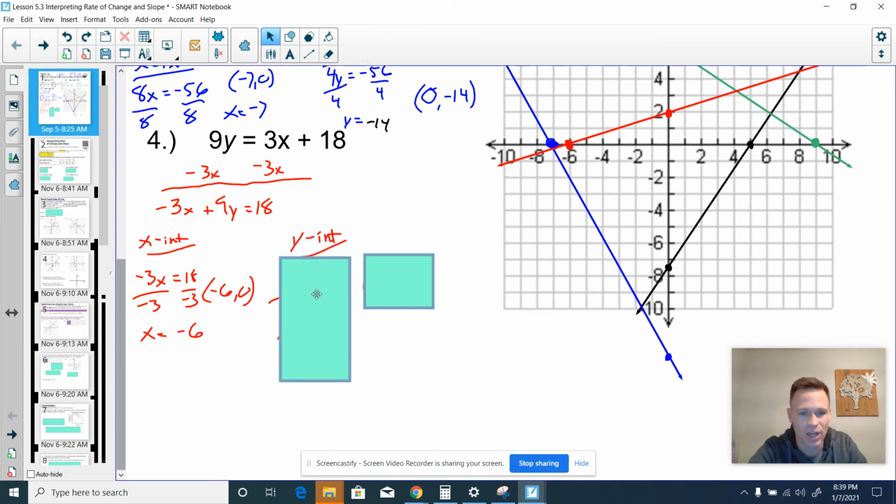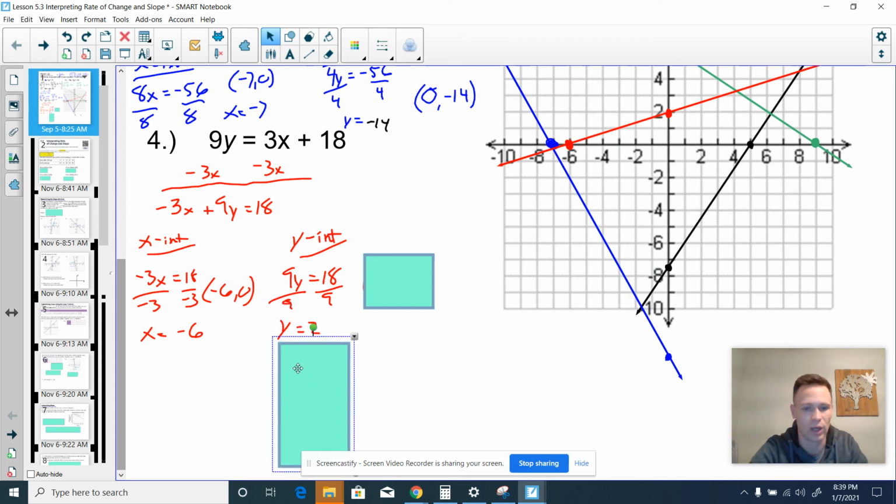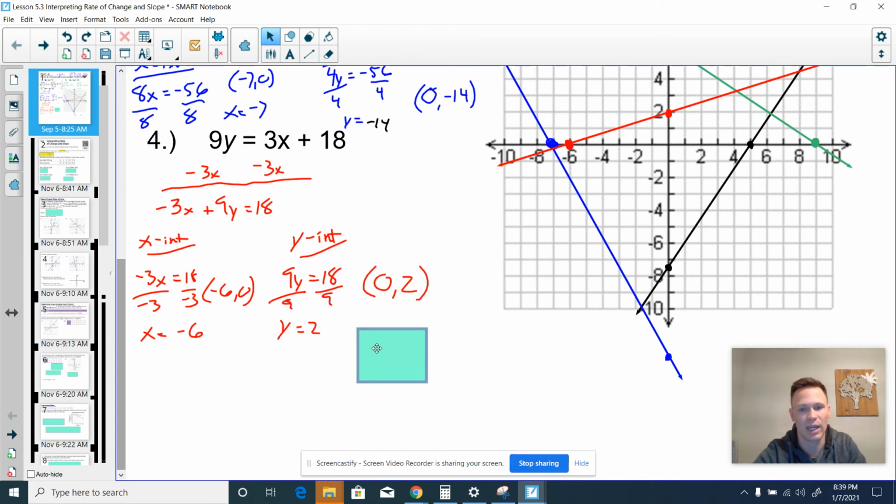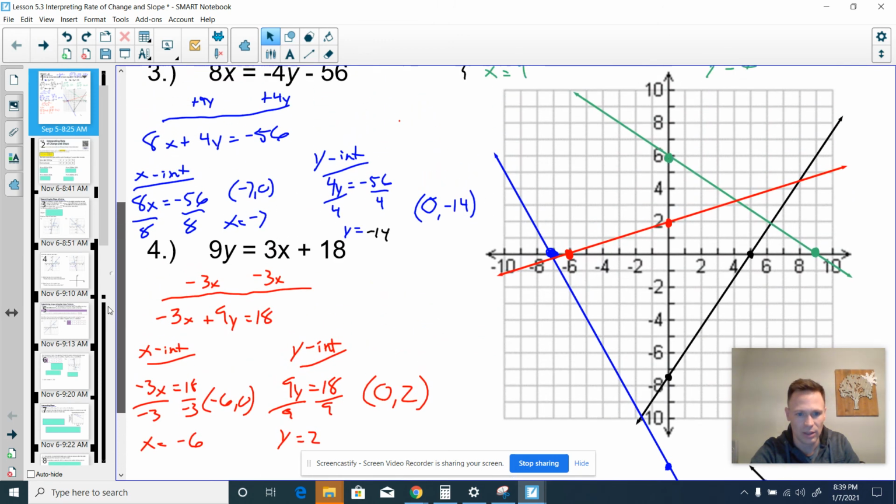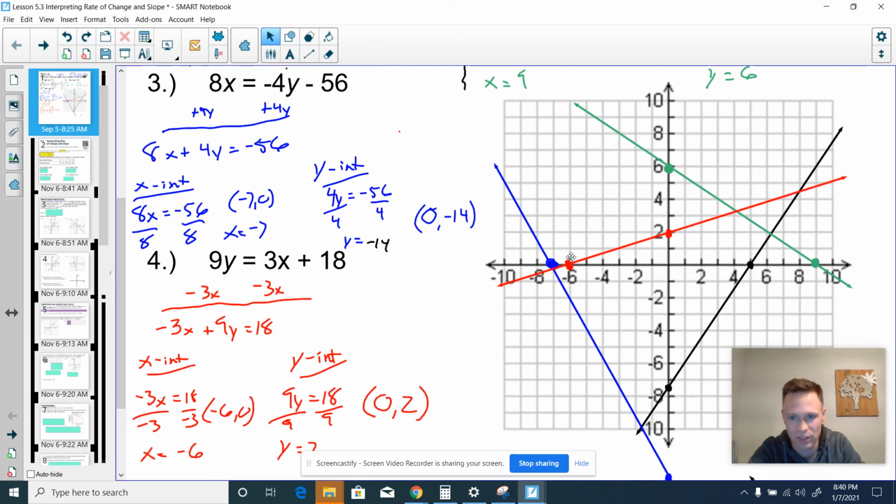For the y-intercept, I substitute 0 in for x. So negative 3 times 0 is 0. I'm left with 9y equals 18. Divide both sides by 9. Y is equal to 2. That goes away, and I have the coordinate point. I substitute in 0 for x, and I got 2. So that one is graphed in red. So I have the point (negative 6, 0) right here and (0, 2) right there. And there is my line.